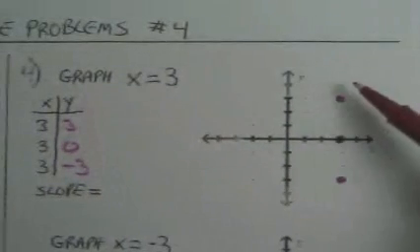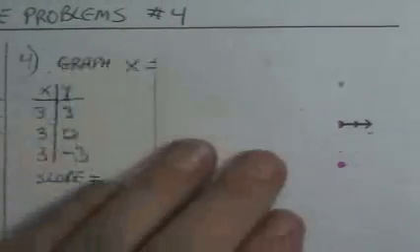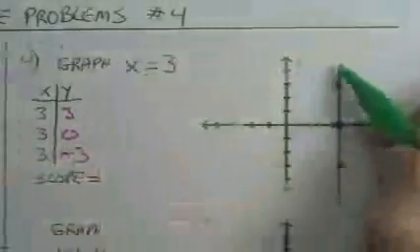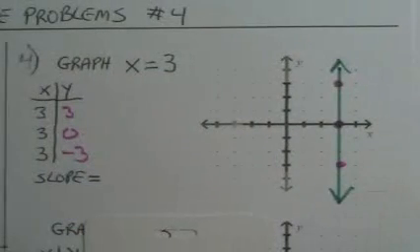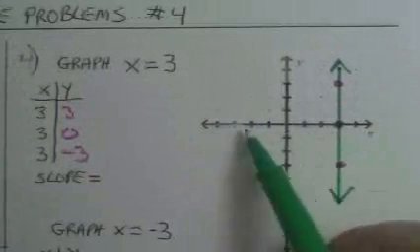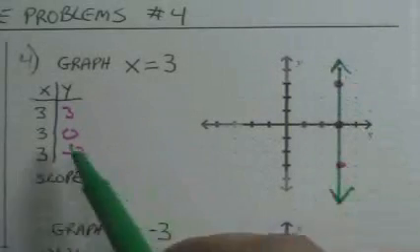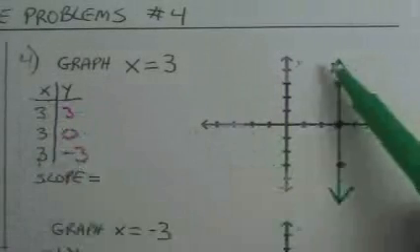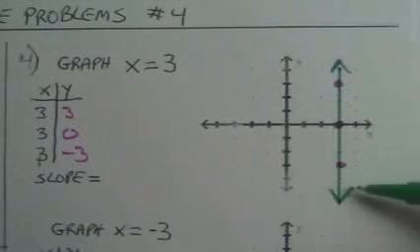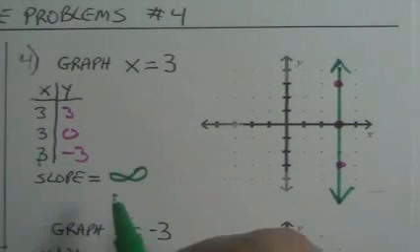So look at that. Notice how it's making a straight line going up and down. So I'll just take a straight edge and draw a line through that. Okay, so that is the graph x equals 3. Notice how it crosses the x-axis at 3, and all the x's are always 3. Doesn't matter what the y is, the x is always 3. And what kind of slope is that? It's very, very, very steep. Matter of fact, we call that undefined or infinity.